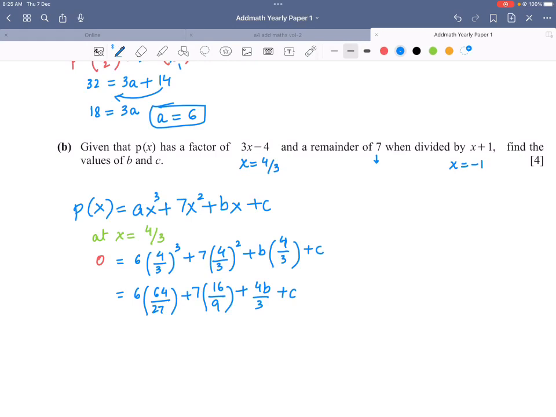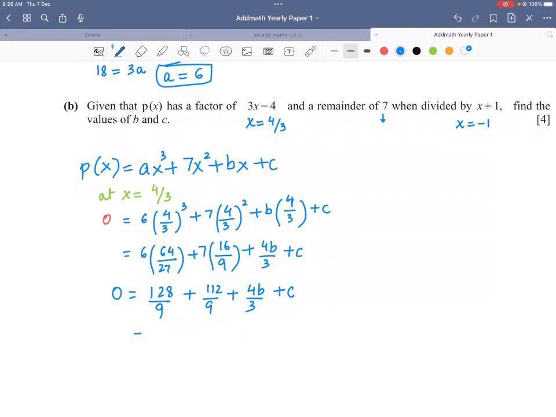So it will be 6 times 64 divided by 27. Let me just open the calculator first. 6 times 64 divided by 27 is 14.22, and the fraction value is 128/9, plus 7 times 16 divided by 9, it will be 112/9, plus 4b/3 plus c equals 0.